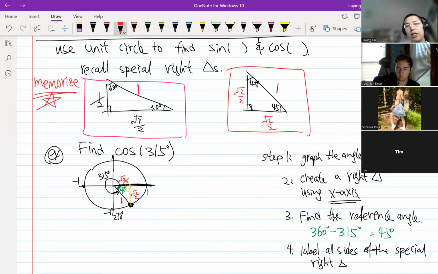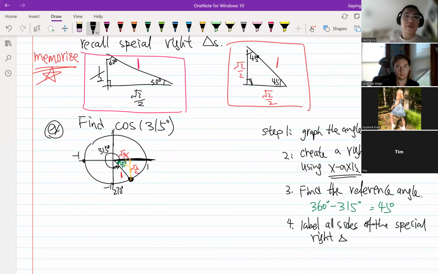And we're almost done here. So if we know the legs of the right triangle are root 2 over 2, and the hypotenuse is 1, now we can actually find cosine. So step 5 is optional. Not necessary in this case, but sometimes it's very useful. Well, actually, I'm not going to say it's optional. After you practice a lot, you can skip step 5. So find the x, y coordinate of the point on the circle.